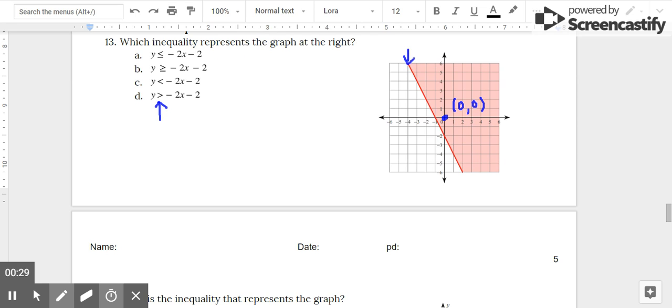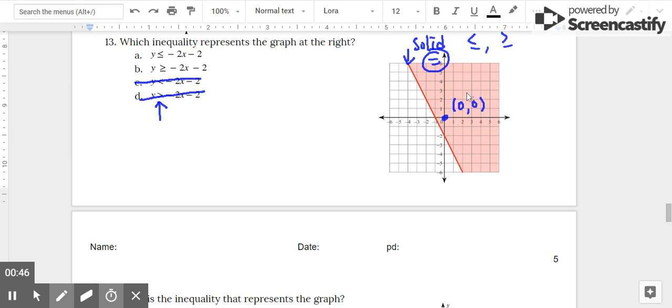And you see the solid line here, right? The line is solid, not dashed, so it should be less than or equal to, or greater than or equal to. So it's one of them. It has to have an equal sign in it. So now you see that C and D are not going to be the answer.